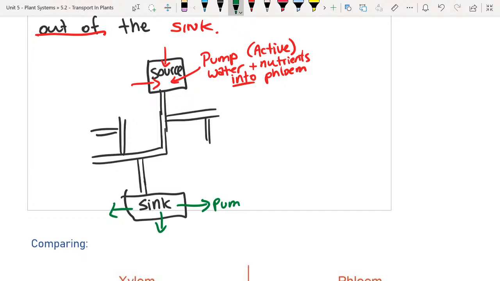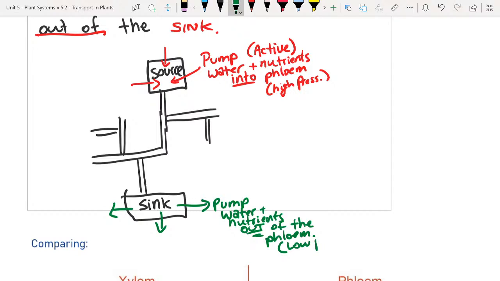So here we pump water and nutrients out of the phloem. And if you do that, then naturally here you're going to get high pressure, right? Because you're pumping in. And here you're going to get low pressure because you're pumping out. And fluids naturally move from areas of high pressure to areas of low pressure. And so you get the flow because of the difference in pressure.